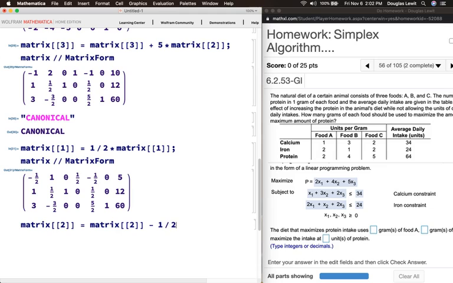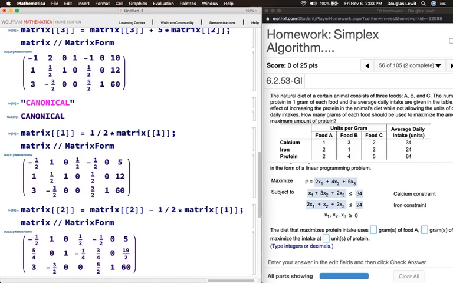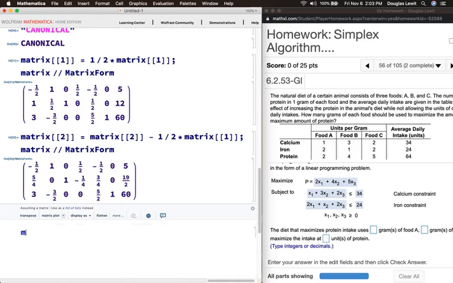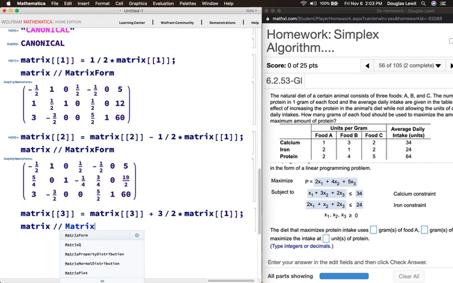Row 2 becomes row 2 minus 1/2 times the first row, and that becomes a 0. And then finally, I change the third row. Row 3 is equal to row 3 plus, what's the opposite of negative 3 halves? Plus 3 halves times the row that contains the 1 that I previously created, and that's row 1, in matrix form.